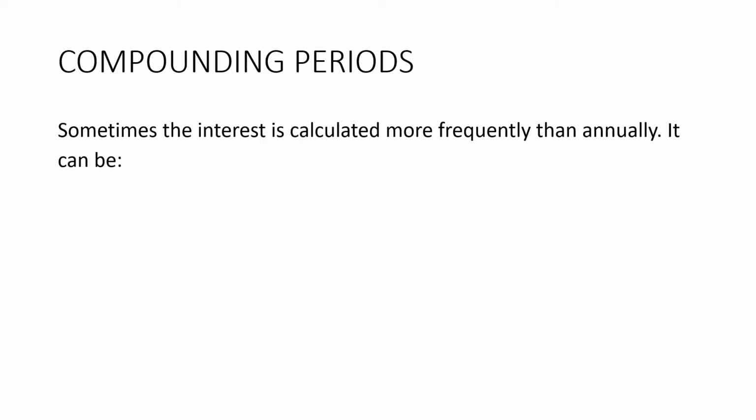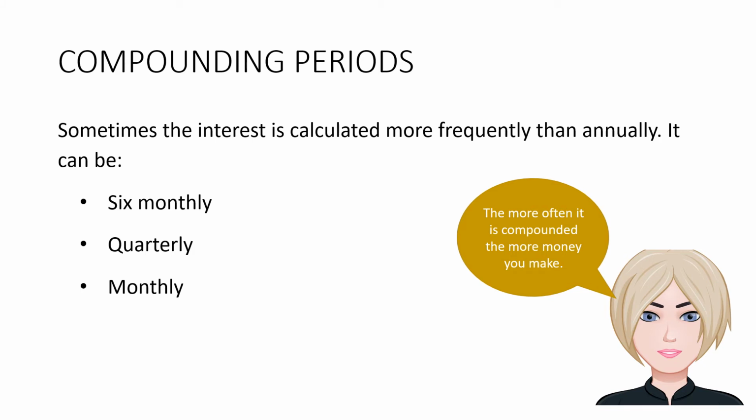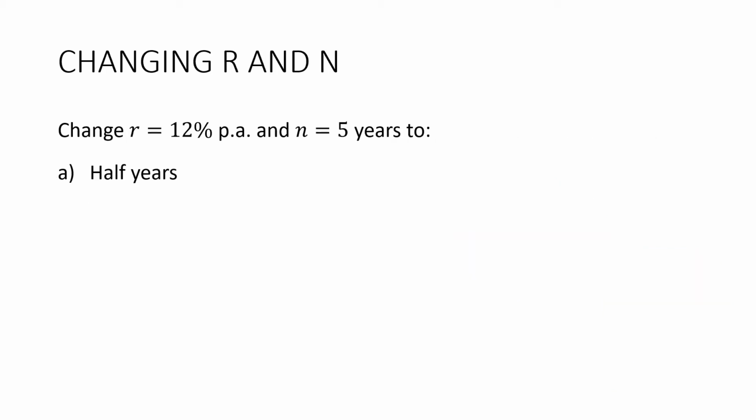Now, sometimes the interest is calculated more frequently than annually. It can be every 6 months, it can be quarterly, that's every 3 months, or it can be monthly. And this is called the compounding period. It's how often we calculate the interest and add it to the account. And here's the thing, the more often it is compounded, the more money you make, because you get more interest on the interest. But in order to use the formula, we're going to have to change R and N into whatever compounding period it is.